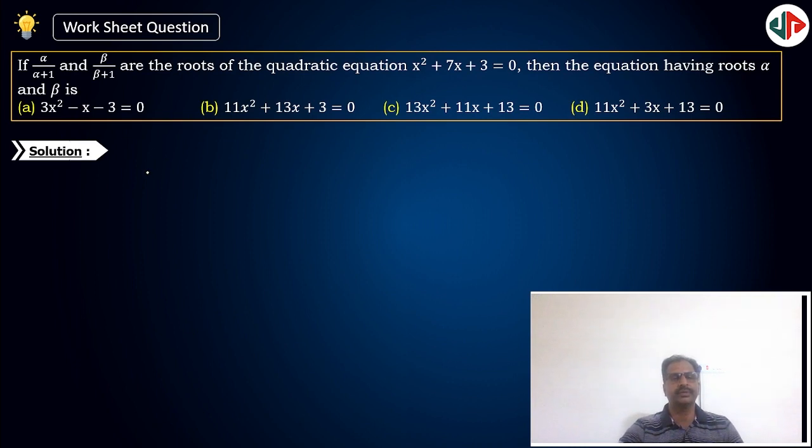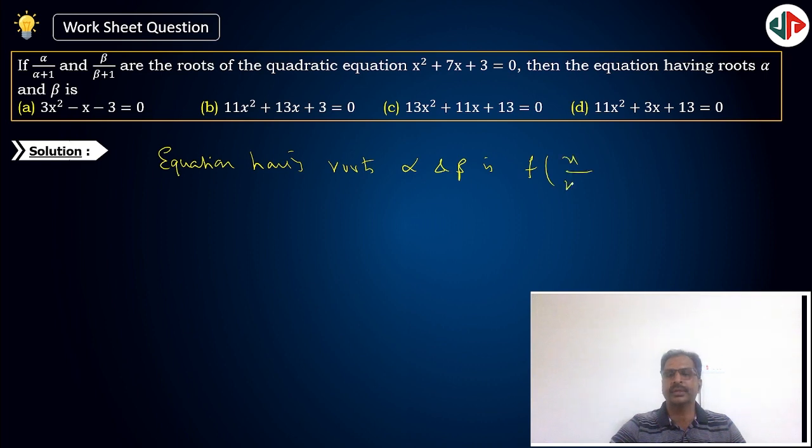Now alpha by alpha plus 1 and beta by beta plus 1 are the roots of the quadratic equation given. Now the question is the equation having roots alpha and beta. See, the equation having roots alpha and beta is nothing but f of x by x plus 1 is equal to 0, because alpha by alpha plus 1, beta by beta plus 1 are the roots of the quadratic equation. So what is f of x? f of x is x^2 + 7x + 3. And we require the equation whose roots are alpha and beta, which is f of x by x plus 1 is equal to 0. So replace x with x by x plus 1.